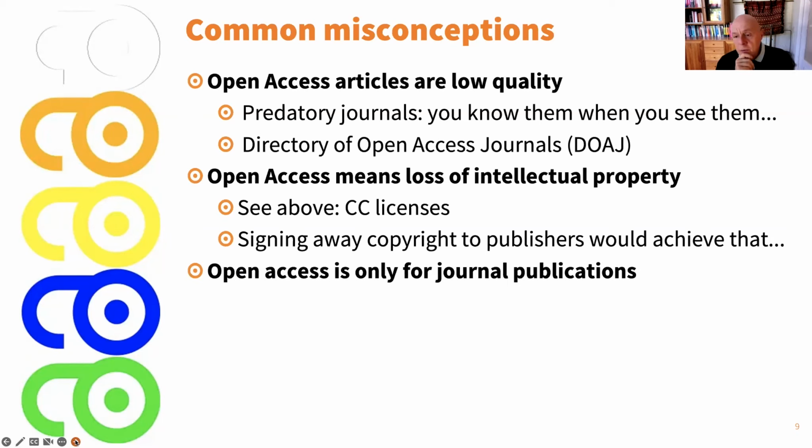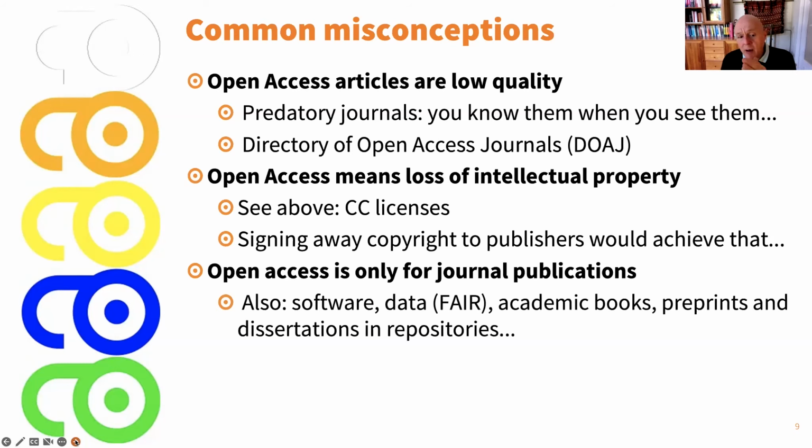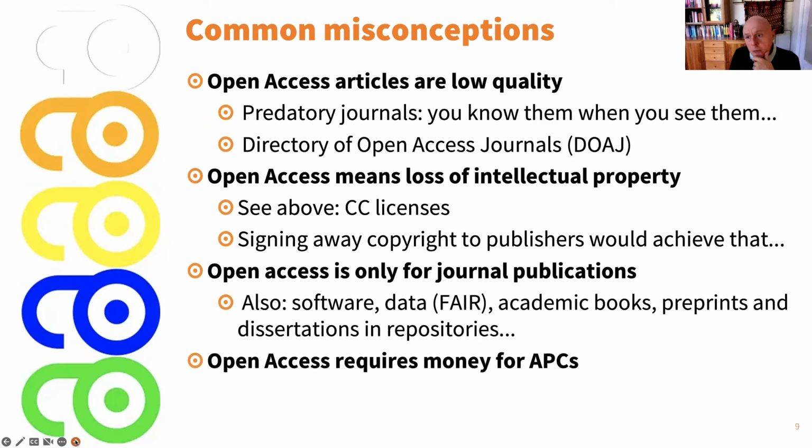Finally, there is a third misconception, which is that open access is only for journal publications. That's certainly not the case. It also applies to data, software, academic books, preprints, and dissertations that are made available in repositories. So open access is really a broad church. It is true that it is especially important for journal publications. That is also why Coalition S and Plan S started with journal publications first, because, as I said, those are the portals to the main research. But it definitely also applies to other outputs.